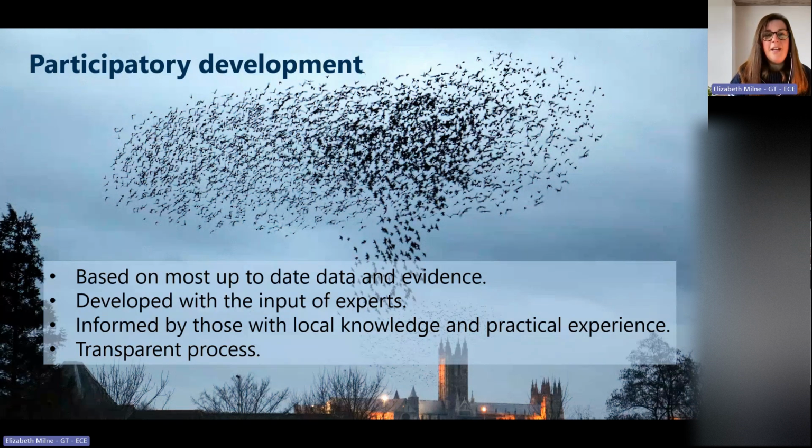Thank you. So it would allow us to ensure that the strategy was formed by those with the local knowledge and practical experience. You know, when you're developing something at a strategic level, it's really important to have that on the ground knowledge fed into the work. And finally, because this does have the potential to influence funding and investment and where action might take place, it was really important that the whole process was completely transparent so people could really trust what was being developed and what was being proposed when the strategy was published.